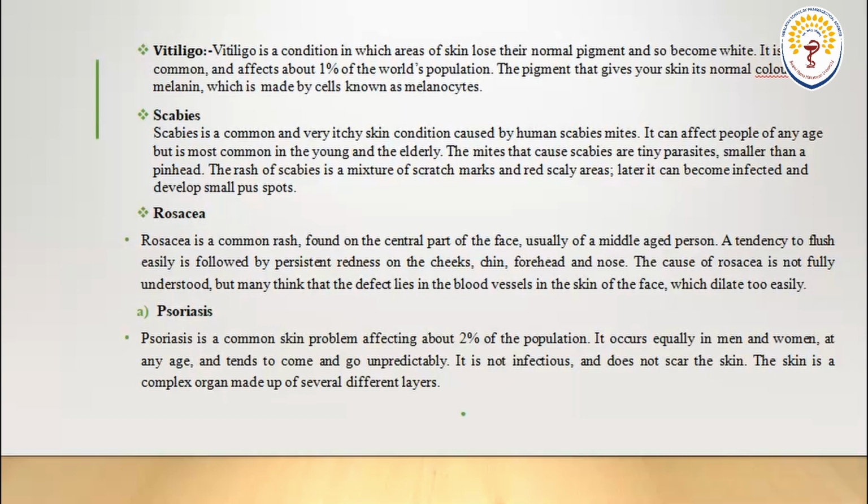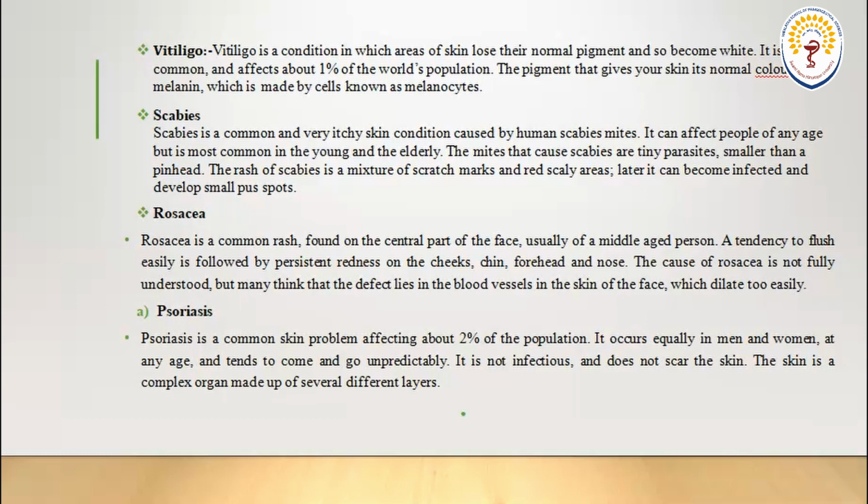Next disease is rosacea. Rosacea is a common rash found on the center part of the face, usually of middle-aged persons. The tendency to flush easily is followed by persistent redness on the cheeks, chin, forehead and nose. The cause of rosacea is not fully understood, but many think that the defect lies in the blood vessels in the skin of the face, which dilate too easily.